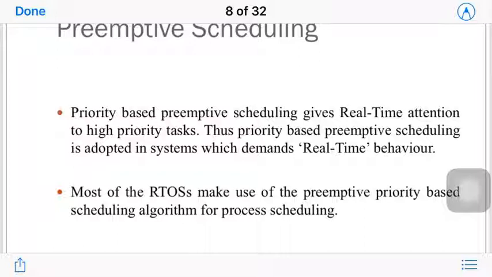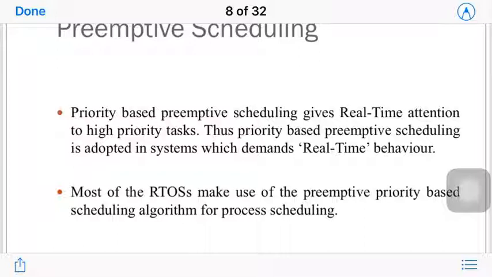So what we have done is priority based preemptive scheduling, which gives real time attention to high priority tasks. Thus priority based preemptive scheduling is adopted in systems which demand real time behavior. Many processes require a very quick response, so if we assign priority based scheduling, the one which requires a very quick response can get easy access to the CPU and will get the priority to execute.